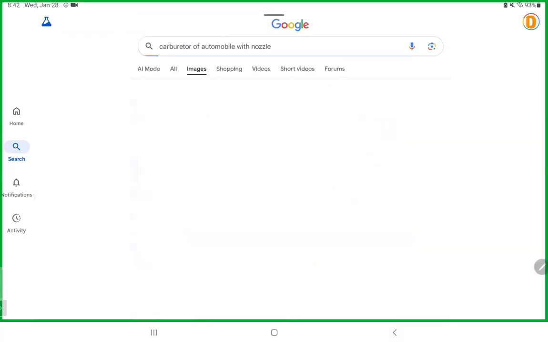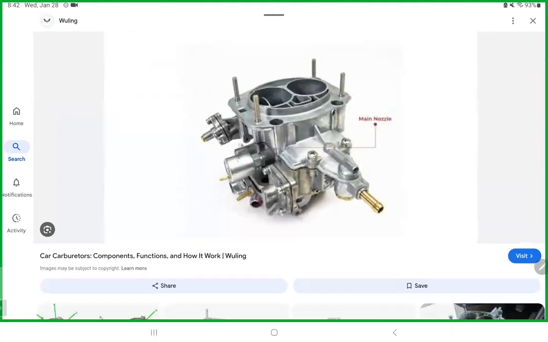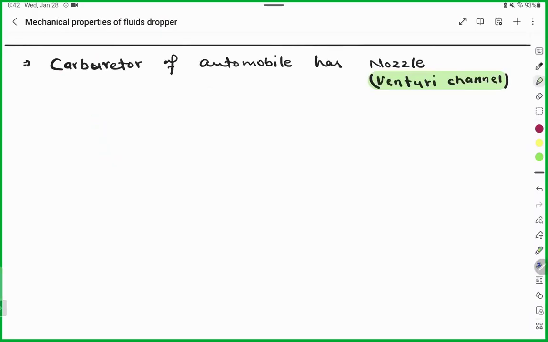Okay, I will show you in a diagram. Carburetor, main nozzle, through which air will also come out. So this is one major application. The carburetor of an automobile has a nozzle or Venturi channel. What is the use of this? Air will flow out through this Venturi channel at very high speed.